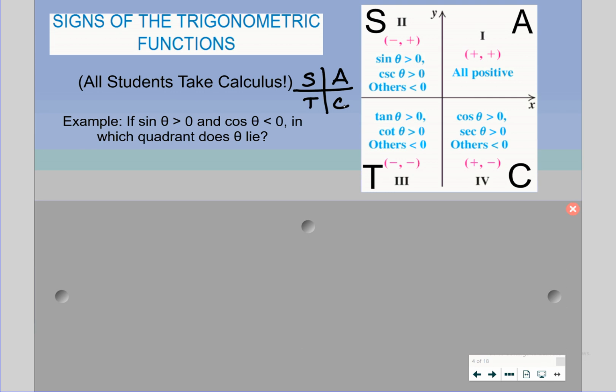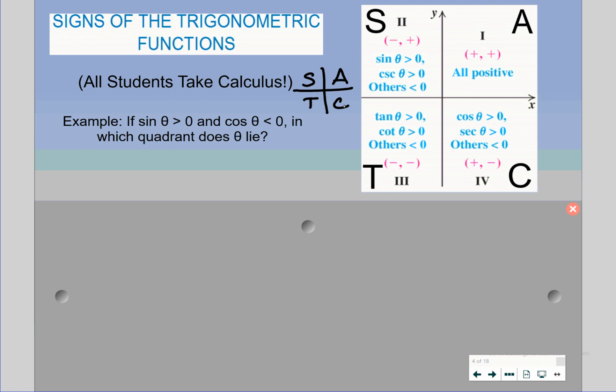Those axes that I drew can also represent a big plus sign, because that's what this chart tells you. It tells you which functions are positive where. So the A in quadrant 1 tells me all 6 of my trig functions are positive in quadrant 1. The S tells me that sine, and of course its reciprocal if I flip it, are positive in quadrant 2. Everything else in quadrant 2 is negative, except for sine and cosecant. In quadrant 3, everything is negative except for tangent, that's what the T is, or cotangent. And in quadrant 4, everything is negative except cosine and secant.